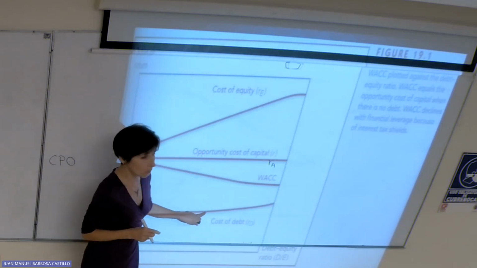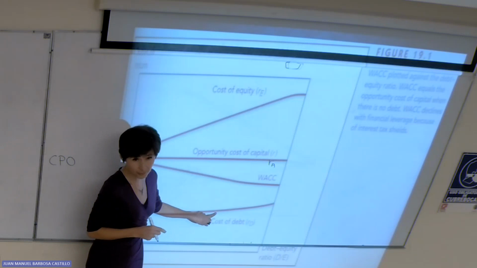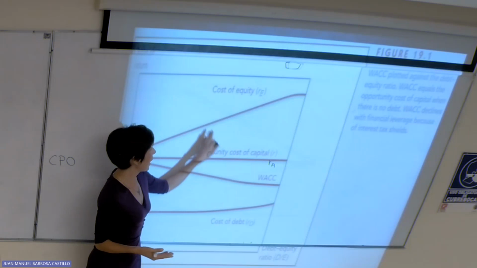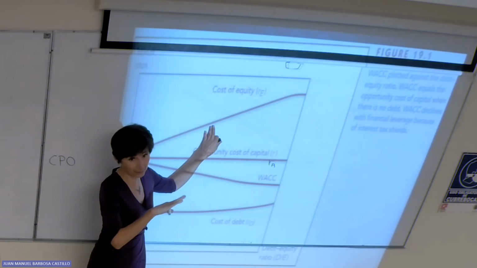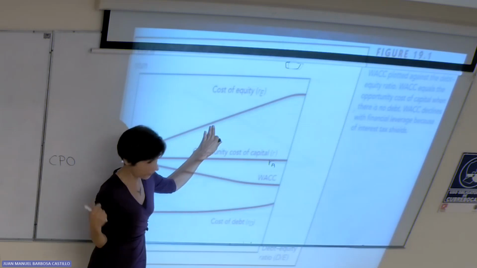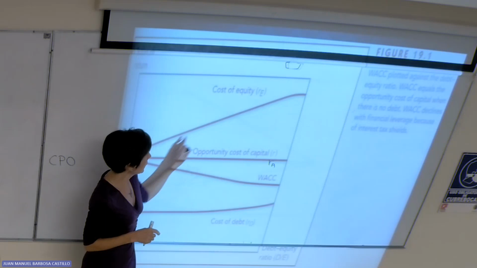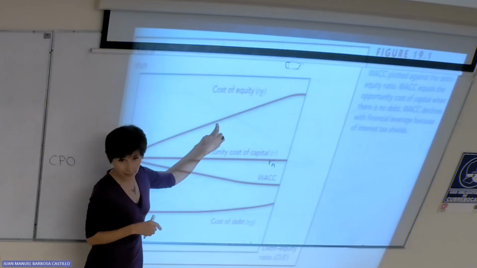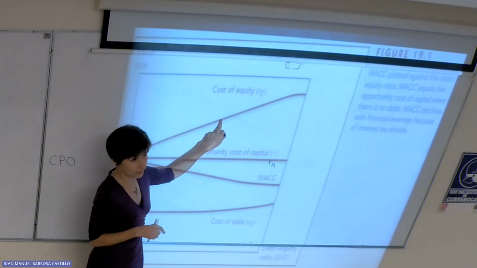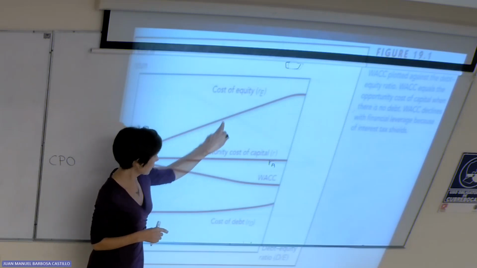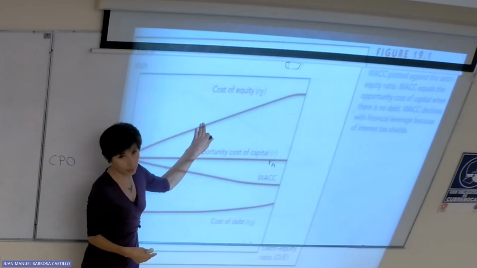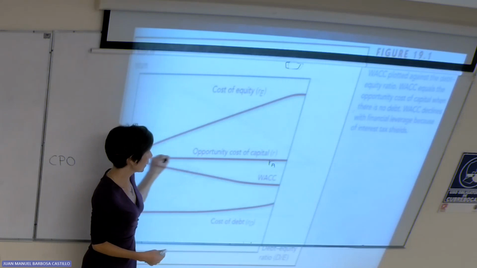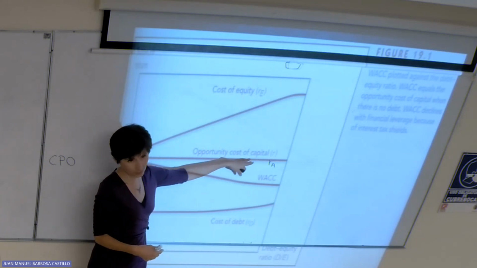As we introduce more debt in the capital structure of the firm, the company becomes riskier. Because it becomes riskier and equity is a residual claim, the shareholders are the ones that bear the operating risk and the financial risk of the company, so they start to demand higher returns. These higher returns are compensated by a higher proportion of debt, which is cheaper than equity. In such a way, the cost of capital for the firm is a constant percentage.